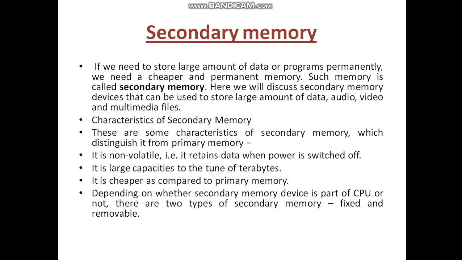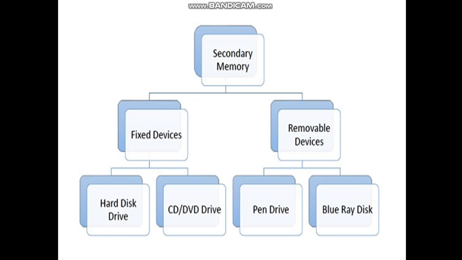Depending on whether the secondary memory device is a part of the CPU or not, there are two types of secondary memory, fixed and removable. Fixed means hard disk, internal hard disk, or removable like your pen drive. Secondary memory has two parts. First is the fixed devices and second is the removable devices. In fixed devices, hard disk drive. In removable devices, CD, DVD drives, pen drives, Blu-ray disc, data cards.